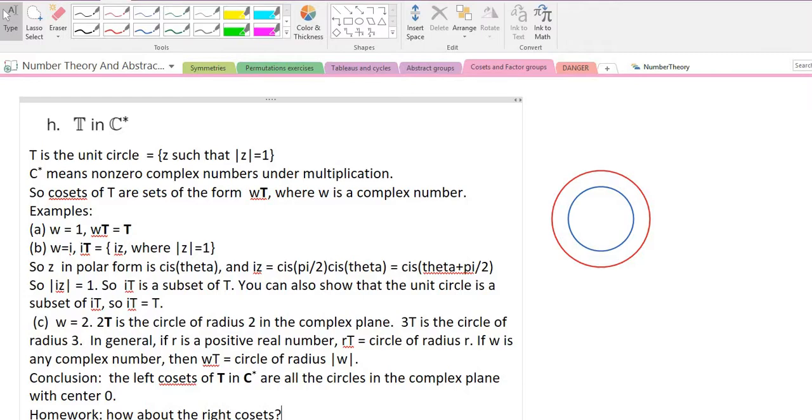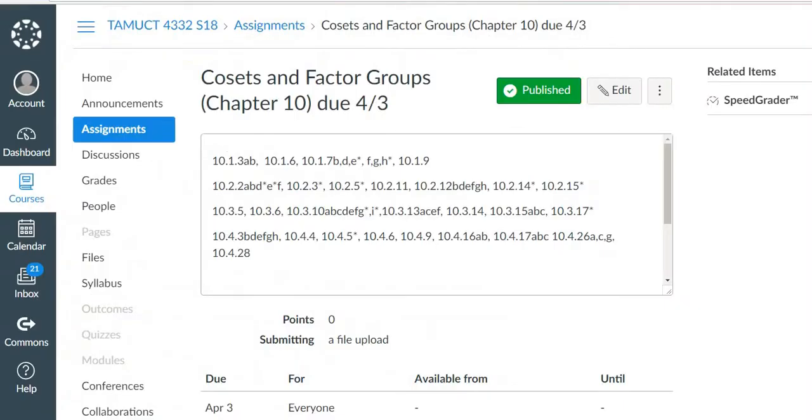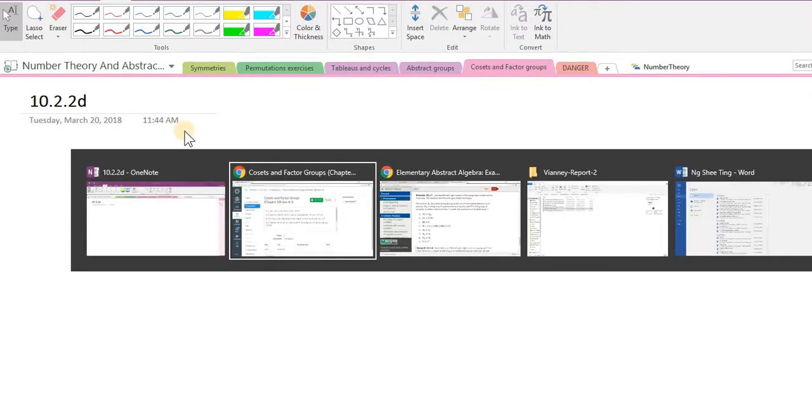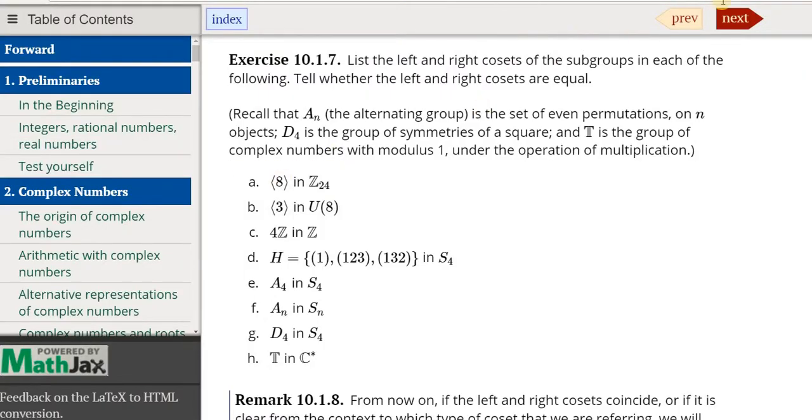All right, so let's go. So now we're going to 10.2.2D. So let's go ahead and do this. And we'll rename this. Okay, and let me see if I can clip this. Go to next.